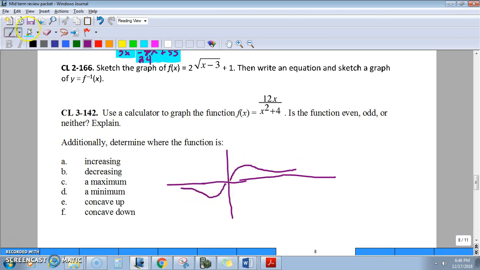So here we have concave up, and here we have concave down. Did we hit all of those? Maximum. This looks like it's a maximum right here. It looks like you have a minimum right here. Was it maximum 3, minimum negative 3, if memory serves from the table.